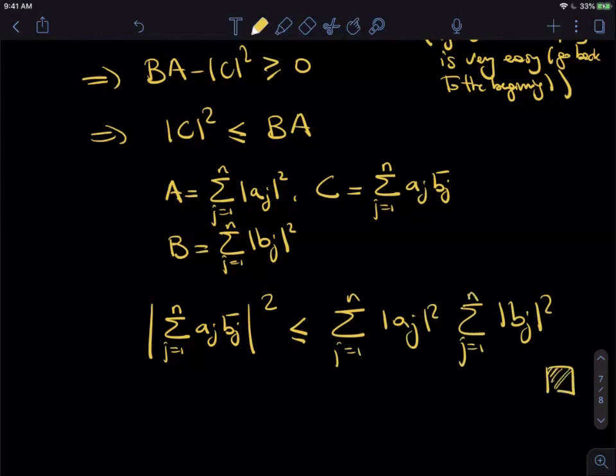Now I have a question for you. You can think about what is the case of equality in this inequality. You can think about it geometrically with what we were saying about projections. That's also a problem in the homework.